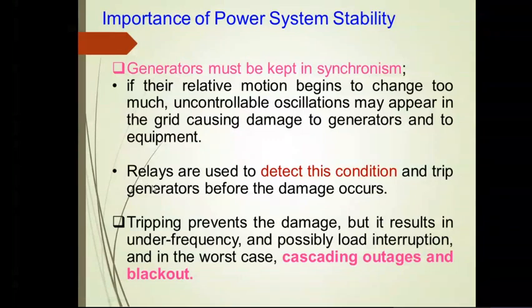We have over frequency relays and we have under frequency relays. These relays will detect the undue deviation in the frequency, and then they may trip the generators before damage takes place. And thus we are able to maintain the synchronism operation. So if the relay trips the generator, that means the generator is out of the network. Now this tripping of generators, that means the outage of generators, will prevent the damage.